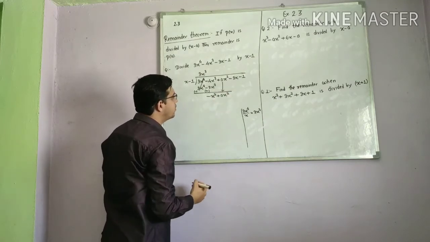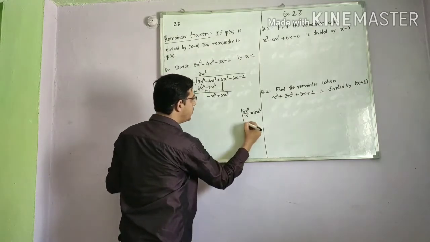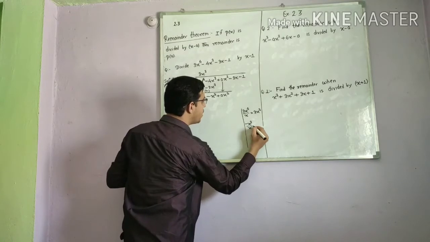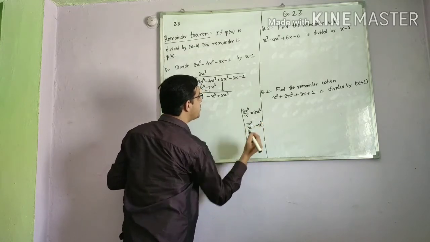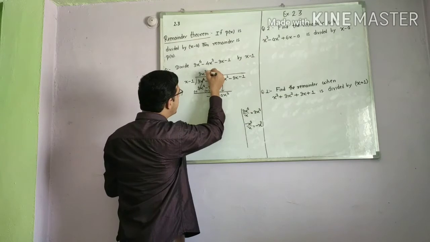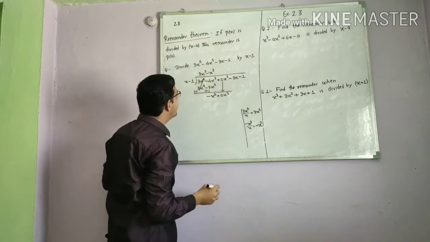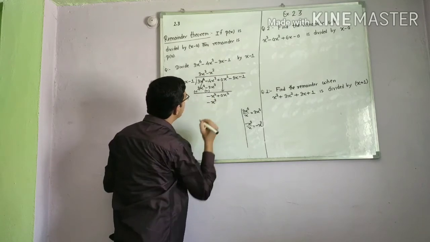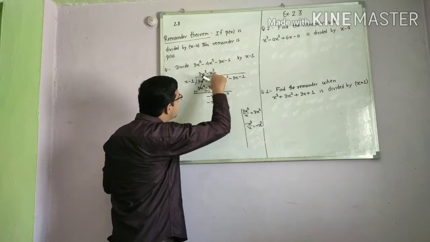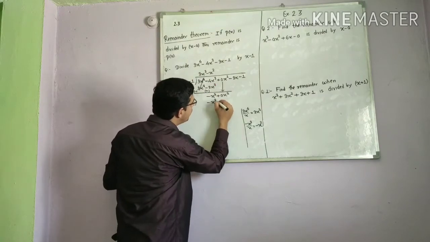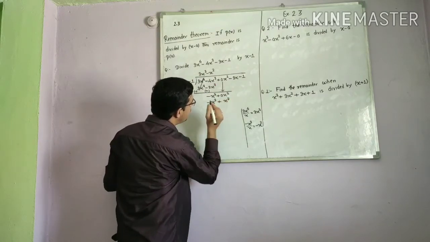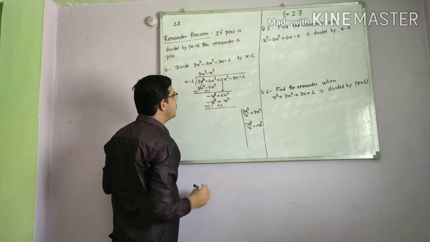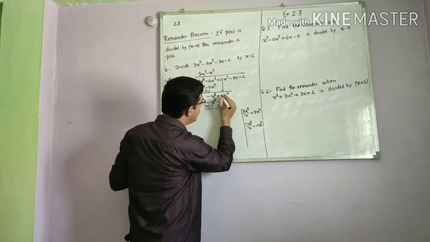0x square. Now my first dividend is minus x cube. And here the divisor is x, which will give minus x square. Minus x square into x is minus x cube. And minus x square into minus 1 is plus 1x square. When the sign changes, this will be cancelled out. And here it will be 0.